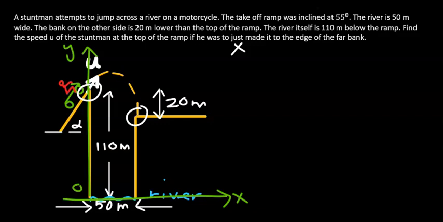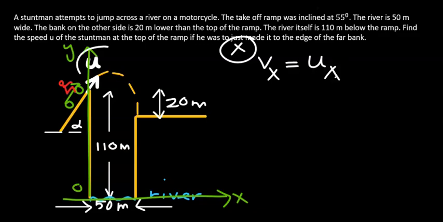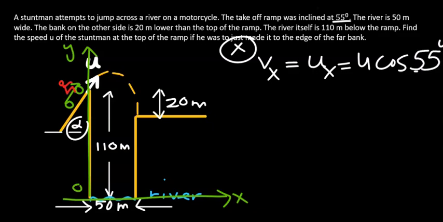Let's write down kinematics equations along the x-axis. The x component of the velocity for the stuntman is the same as just the x component of the takeoff velocity, namely the x component of u. And that is just u cosine alpha. Alpha is 55 degrees. So u cosine 55 degrees.